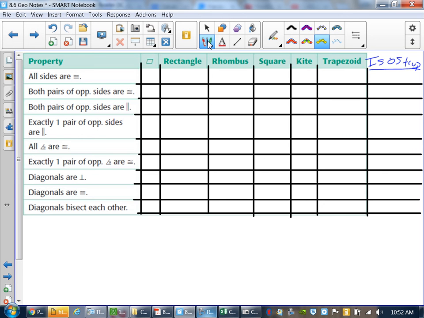I always have, so. What shape or shapes have all sides congruent? Square. Rhombus and a square. Yes, they do.